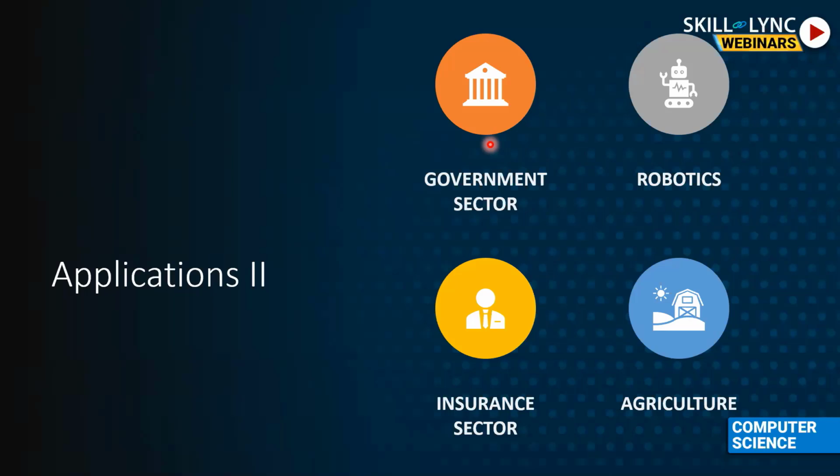And it can also be used to detect some kind of contraband in cargo. And currently, a lot of drones are being used in defense and homeland security. Even the government sector has a lot of potential for using computer vision applications.